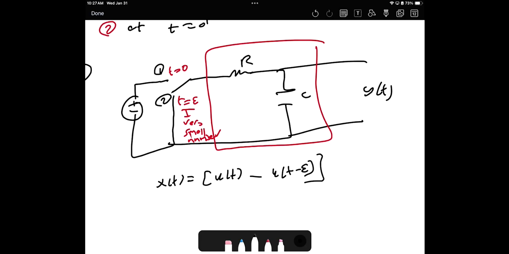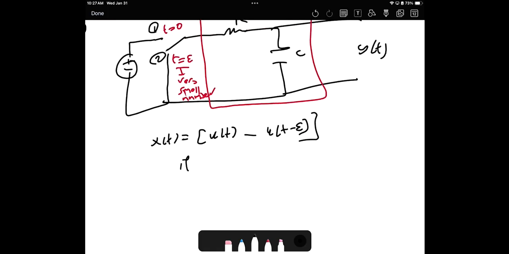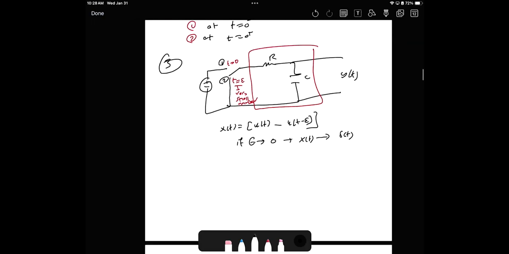So the input is not actually delta. It is a combination of u of t terms. Now, if epsilon goes to 0, then x of t goes to delta of t. So instead of a 100% accurate delta of t, how about we reduce epsilon as much as possible and get accuracy around 80%, maybe 95%. So that's the way. Let's start to plot.